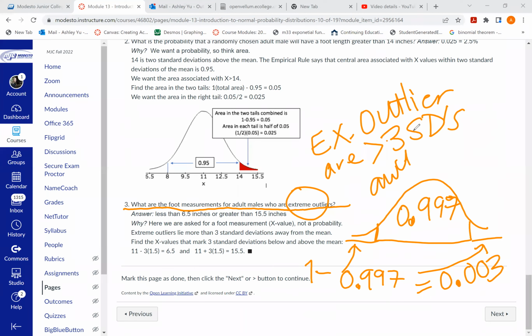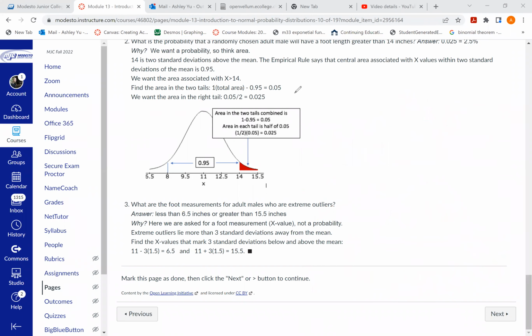Okay, sorry, I think I misunderstood the question. I was thinking they were asking what's the probability. They were actually asking what the foot measurements are. So I'm sorry, let me clear all this. I was trying to make it harder than it has to be. I was answering a harder question, I think.